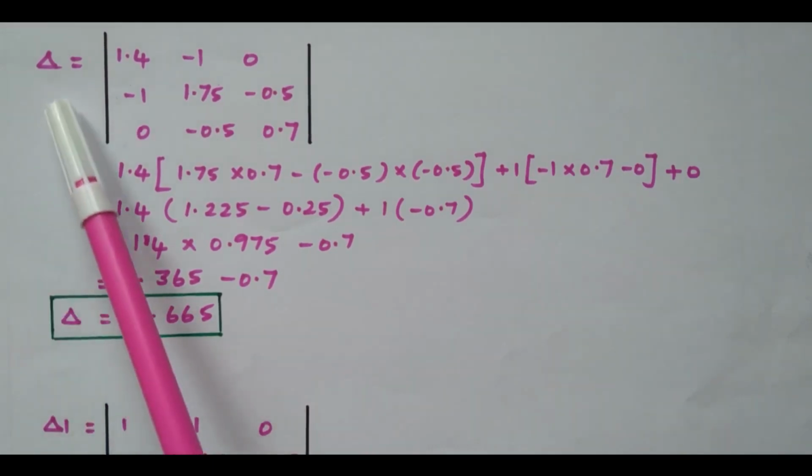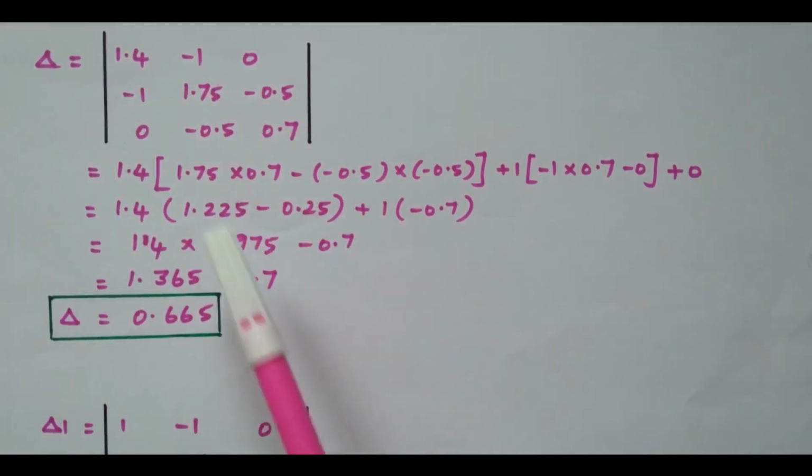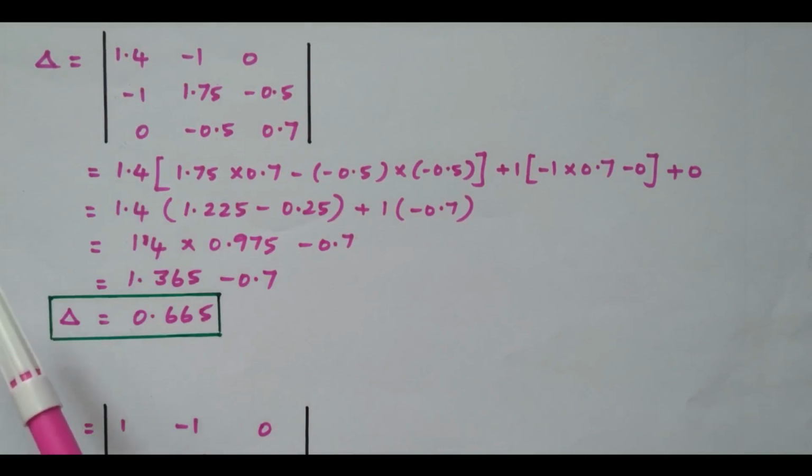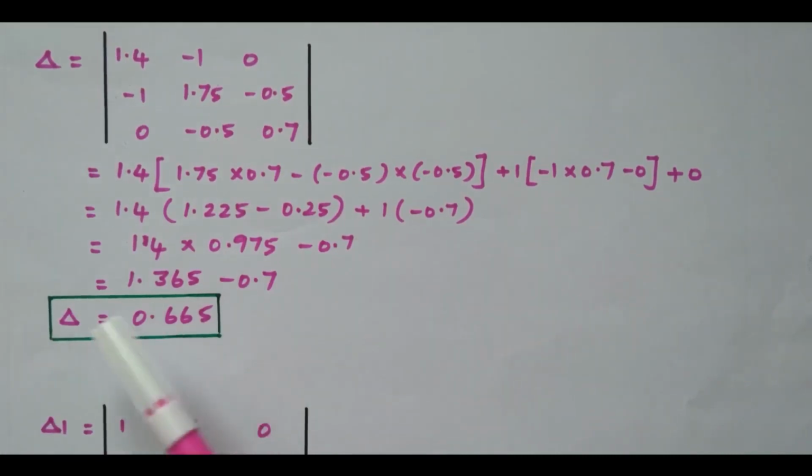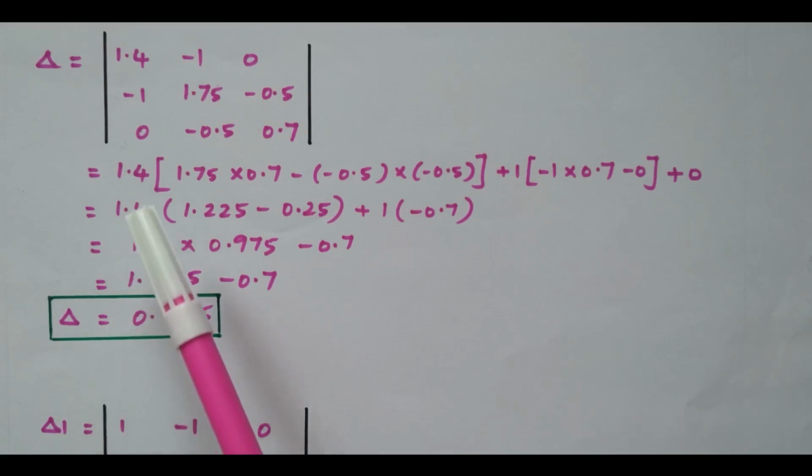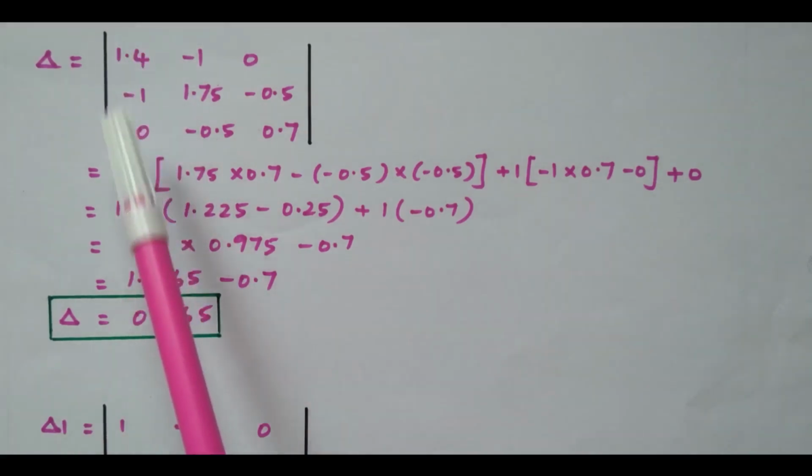Now consider this is the delta. This is a resistance matrix. It's termed as delta. By finding the determinant, we can find this delta value. How will you find the determinant? First you take the first element 1.4.